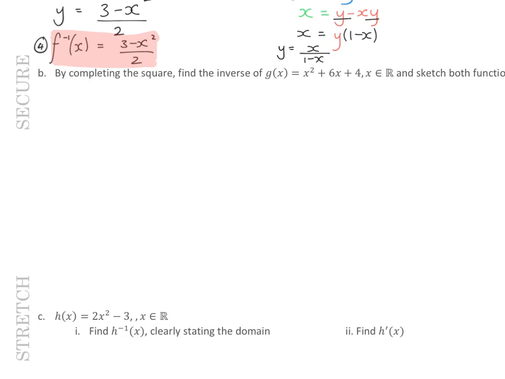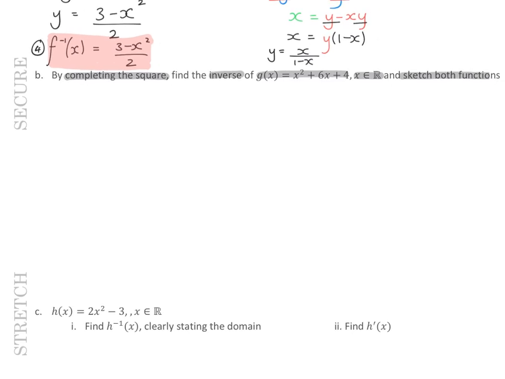Okay, question B. By completing the square, find the inverse of g of x equals this, where x is all real values, and sketch both functions. Okay, so we're going to complete the square first, which is going to enable us to rearrange later on. So x plus 3 all squared, and then it's going to be minus 9 plus 4, so minus 5.